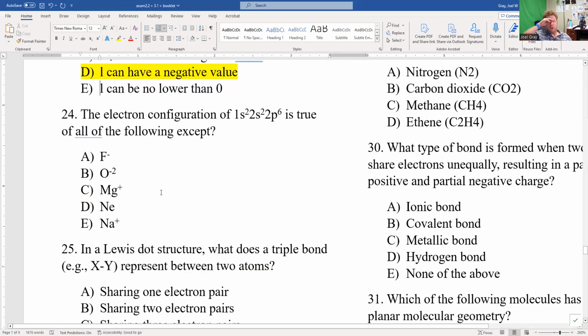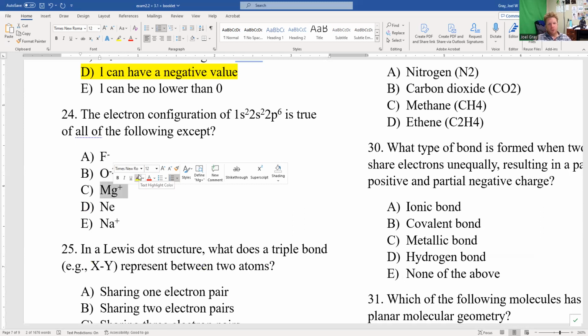Number 24, the electron configuration 1s2, 2s2, 2p6. On the base level, that is your notation, your electron configuration for neon. So it is true for all of the following except, well, it's true for neon. O2 minus, that's if oxygen gained 2 electrons, it's going to have an electron configuration the same as neon. Fluorine needs to gain 1 electron for that configuration. Sodium loses 1 electron, which is why it becomes Na+. Mg, on the other hand, has to lose 2 electrons. So Mg plus is out. It needs to be Mg2 plus.